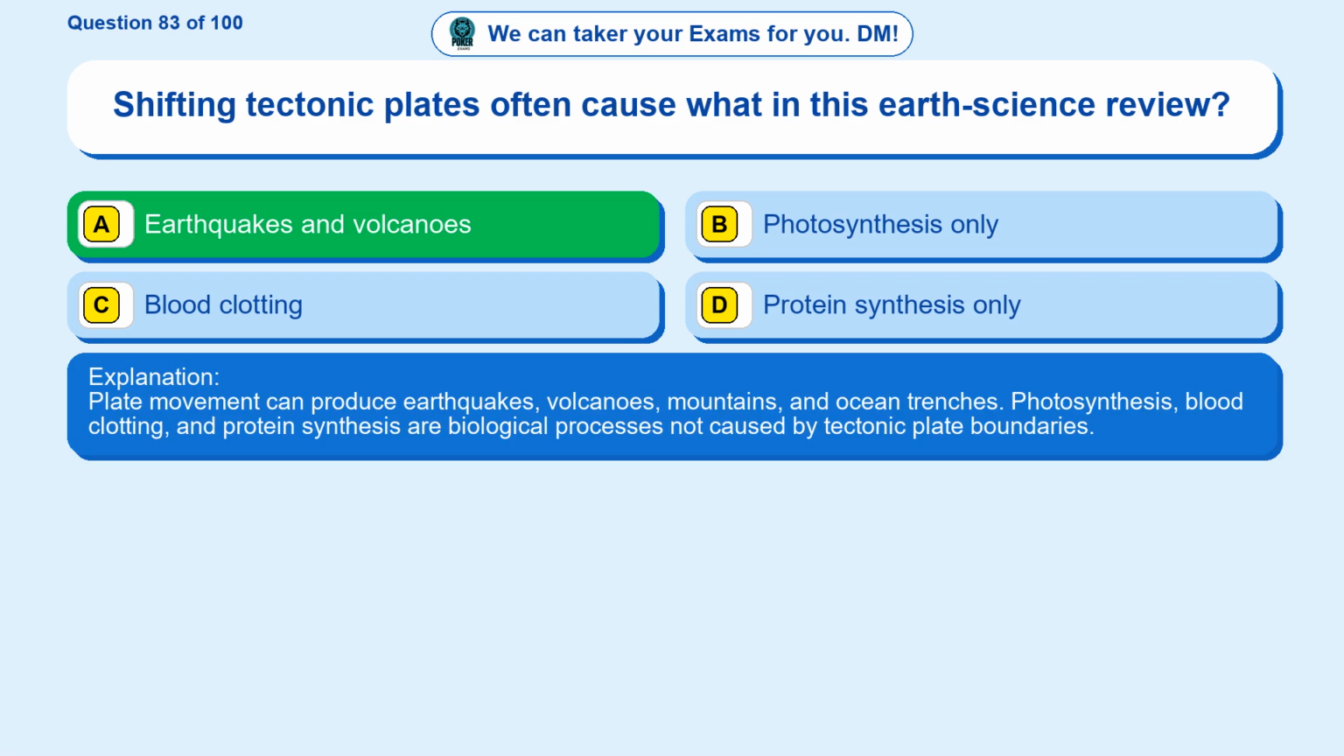Plate movement can produce earthquakes, volcanoes, mountains, and ocean trenches. Photosynthesis, blood clotting, and protein synthesis are biological processes not caused by tectonic plate boundaries.